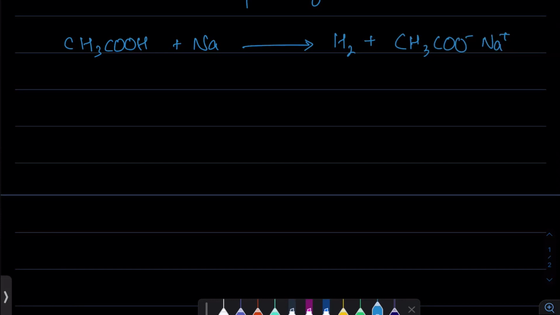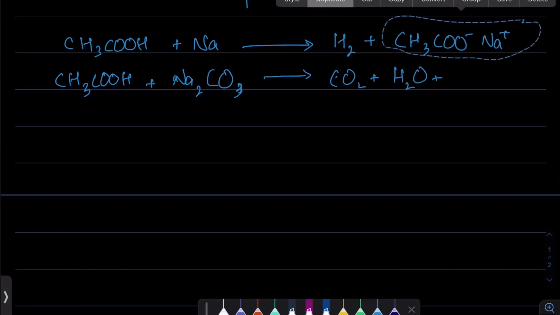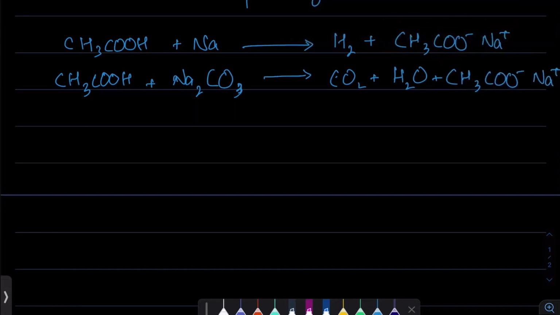Okay, will it react with carbonates? So CH3COOH, for example, with sodium carbonate. Yes, it will react. It will give carbon dioxide plus water plus again the same thing. You should always balance the equation. So here I'm getting half of this, and here I'll be getting 2 of this. So yeah, it is balanced.